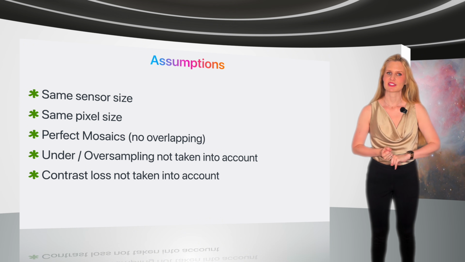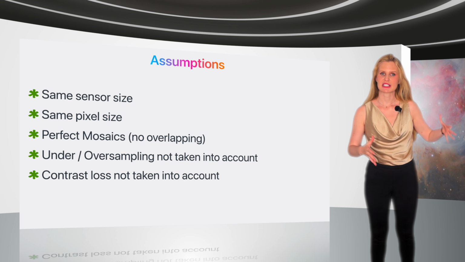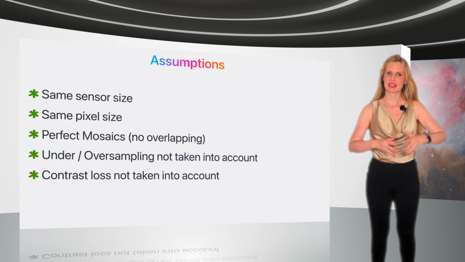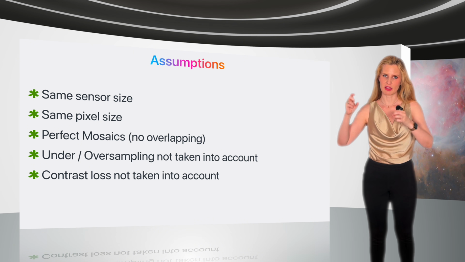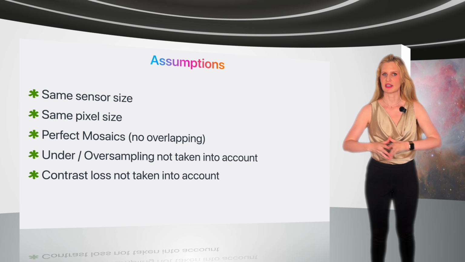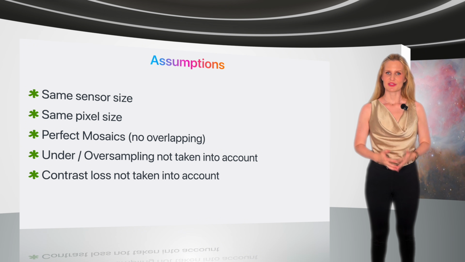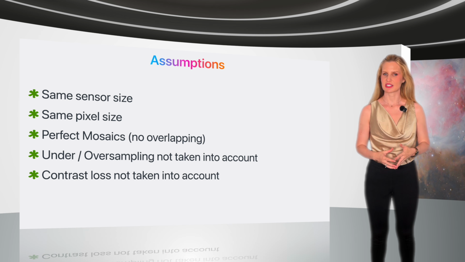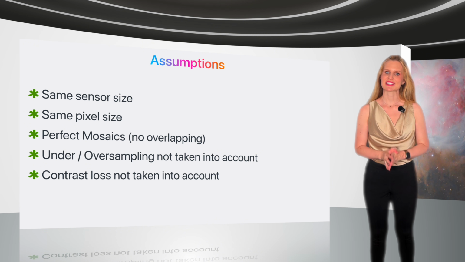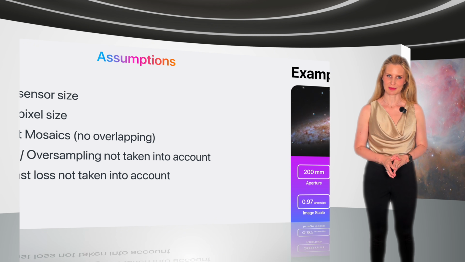We're also not going to factor in theoretical optical limitations like under or oversampling. Our goal is simply to compare the mathematical number of photons per pixel needed to reach an identical final image. For that reason, we are also ignoring the contrast loss effects we've discussed earlier in relation to MTF curves. With those assumptions in place, let's start looking at the actual examples.